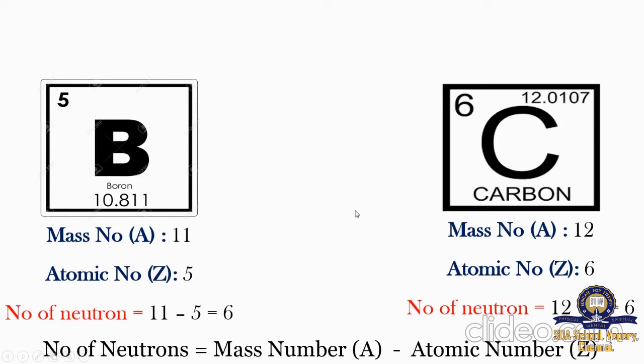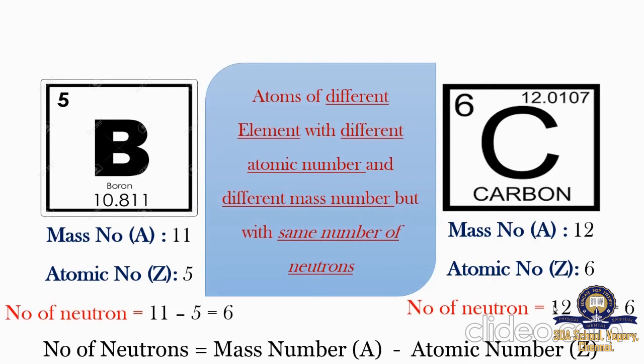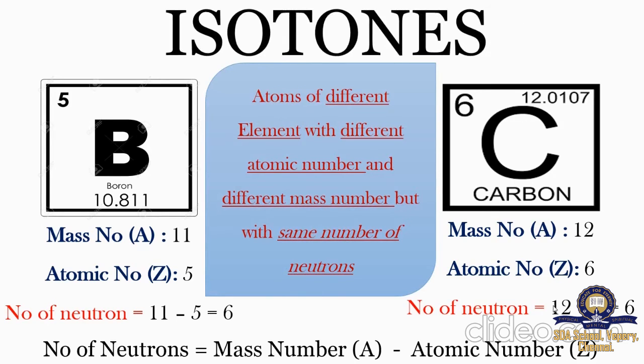So this pair of elements, boron and carbon, has the same number of neutrons but different atomic number and different mass number. So we can conclude that atoms of different elements with different atomic numbers and different mass numbers but with the same number of neutrons can be called isotones. So what is an isotone? The atoms of different elements with different atomic numbers and different mass numbers but with the same number of neutrons are known as isotones.